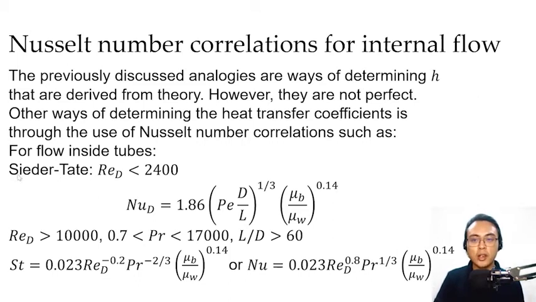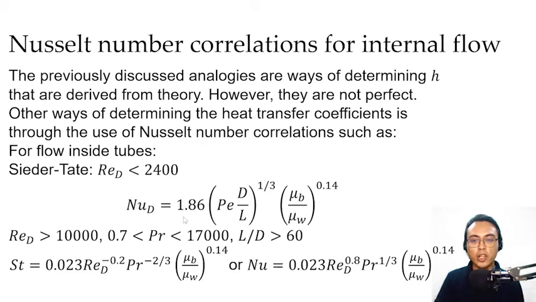For example, this version of the Sieder-Tate equation can only be used if the Reynolds number is less than 2,400, or if the flow is laminar. That is, Nusselt number is equal to 1.86 times the Peclet number multiplied by the ratio D over L raised to 1/3, times the ratio of the viscosity of the fluid at bulk temperature over the viscosity of the fluid at the wall temperature raised to 0.14.